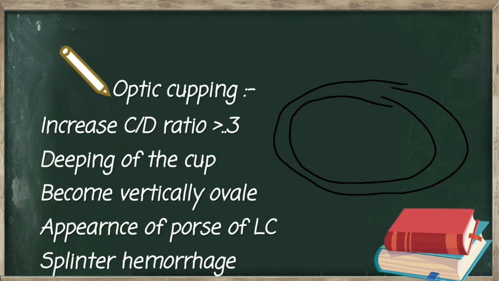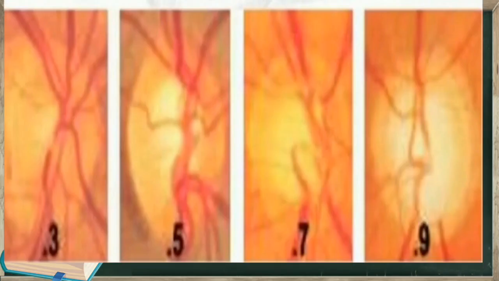The second is the deepening of the cup, which becomes vertically oval, with appearance of the pores of the lamina cribrosa and splinter hemorrhage. If we look at this picture, there is a progressive widening of the optic cup and it becomes deeper.